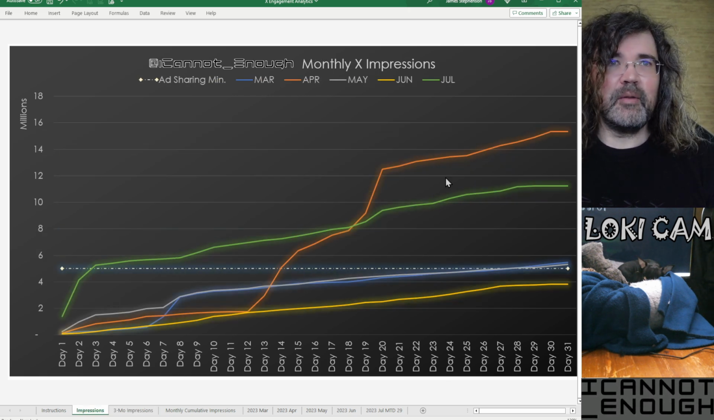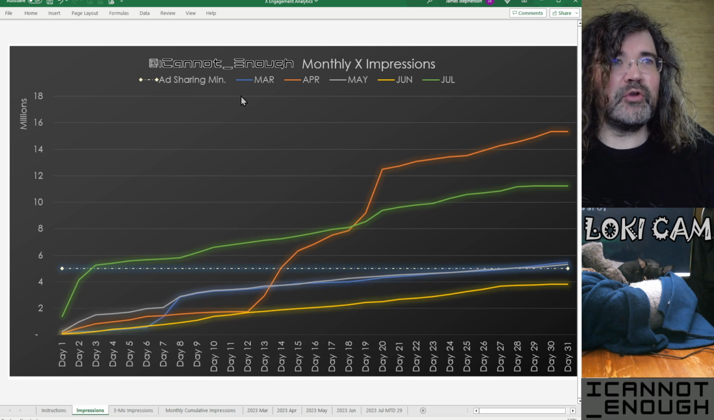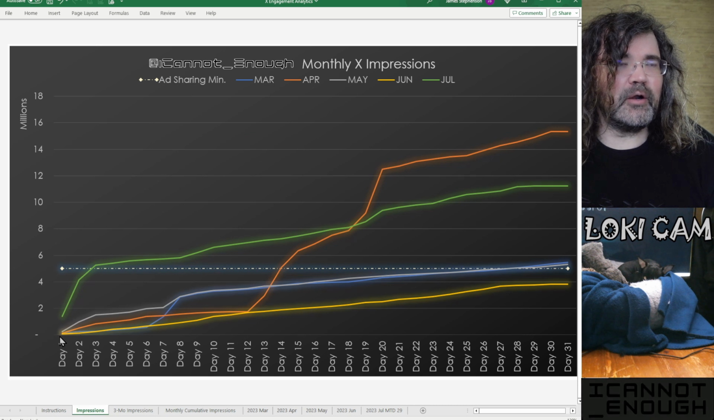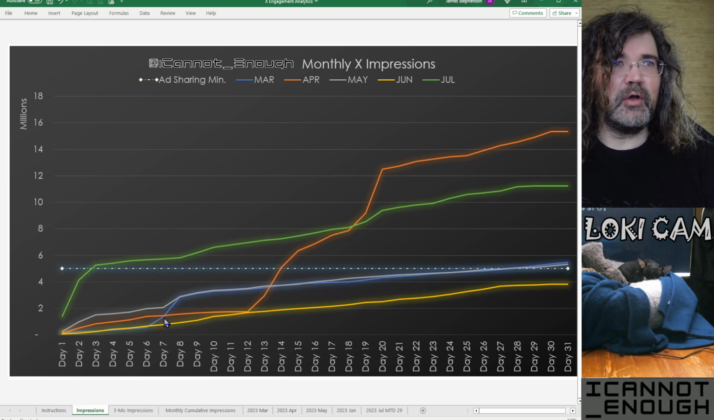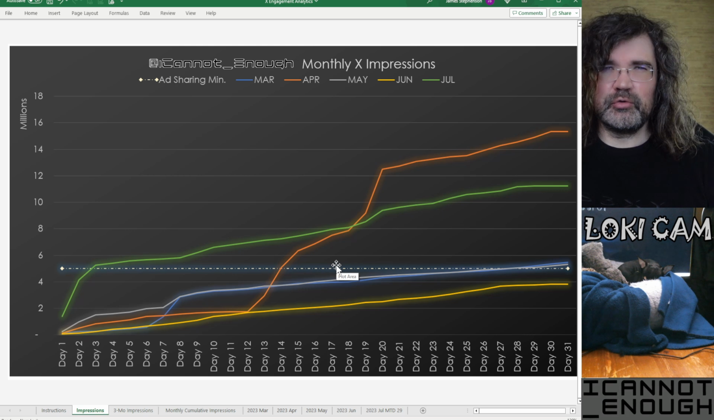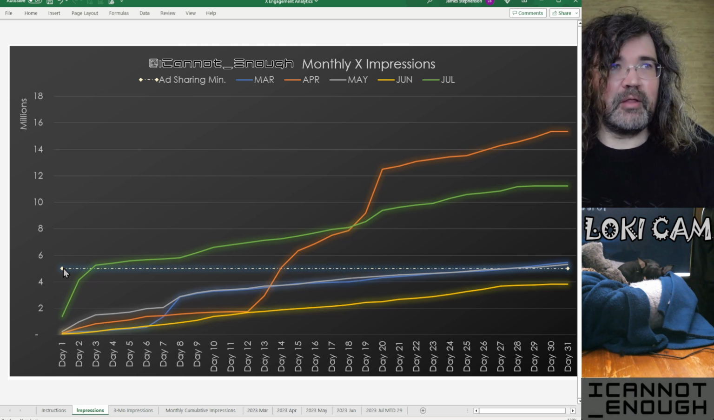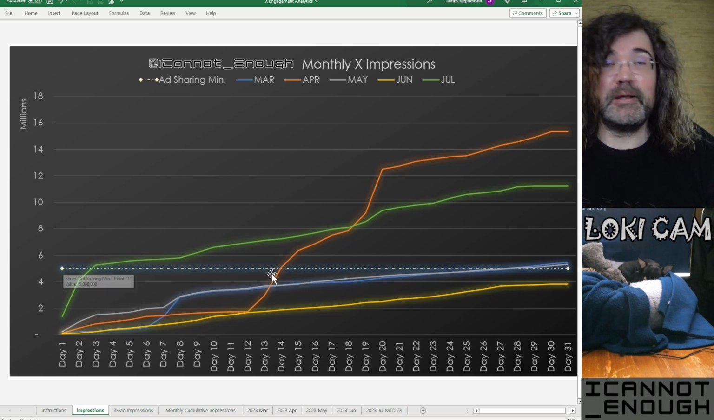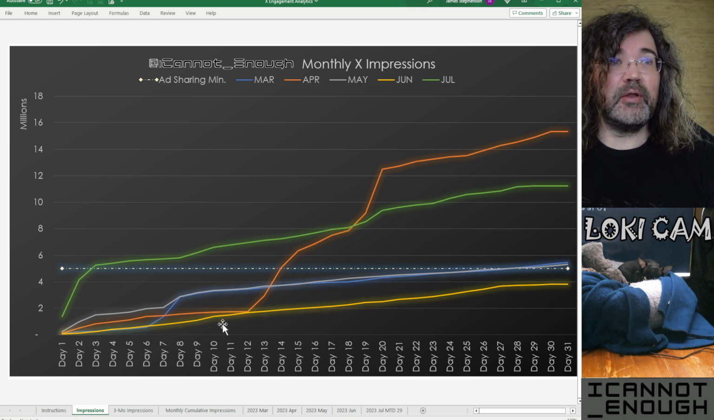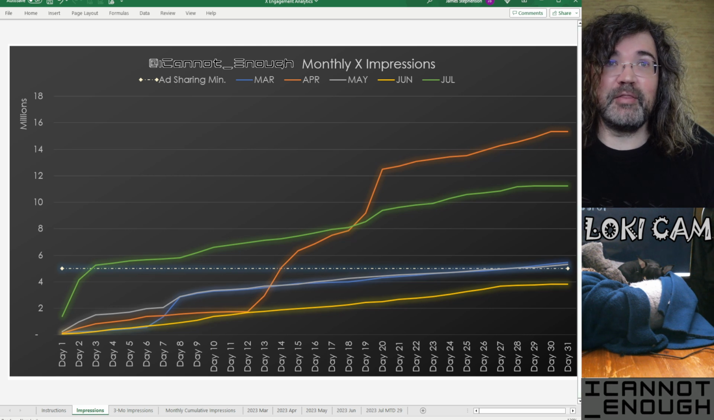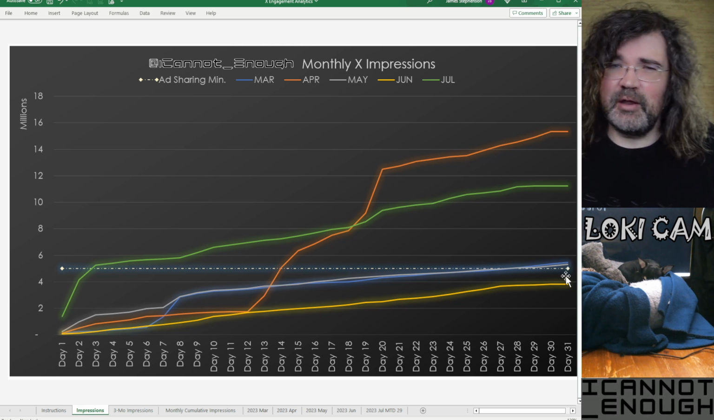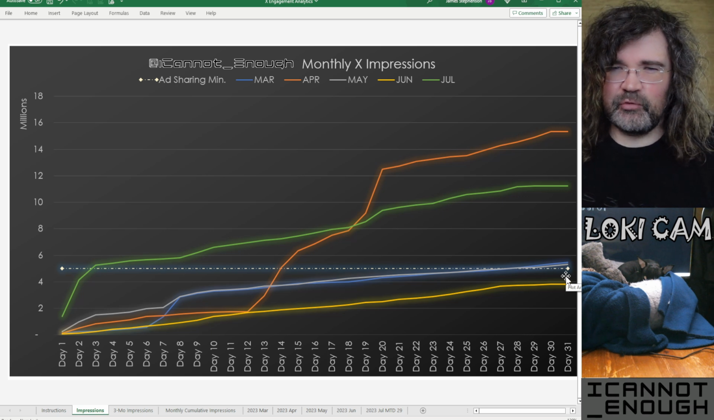You can see on the monthly chart here, I did each individual month as well. March is in the blue here, and these are just adding up the cumulative for the month. Under the old rule, every month needs to be more than 5 million for your ad sharing to hit. And you can see in June, the yellow line, by the end of the month, I had not made it to 5 million. That's the 3.8 million that we saw previously.